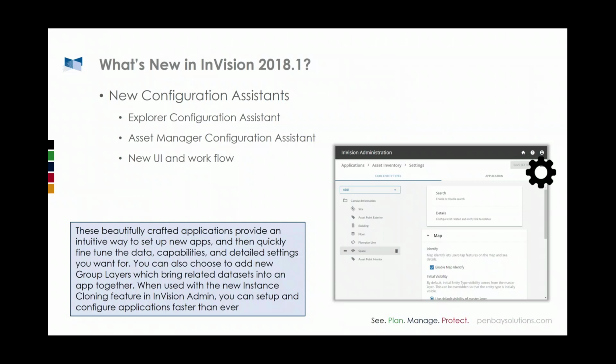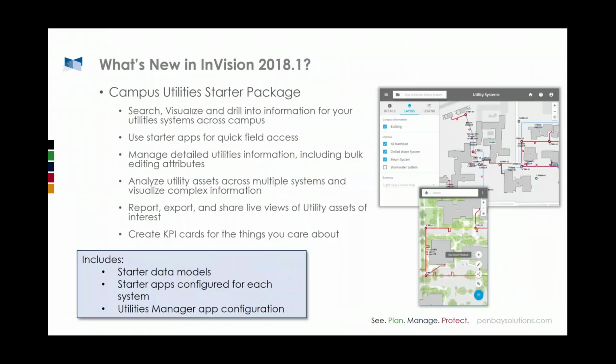So these new configuration assistants have been redesigned from the ground up with a whole new workflow, a whole new user experience that we hope you'll find is much more intuitive, much easier, much faster to use. These new configuration assistants are available for Asset Manager and for Explorer at the 2018.1 release. With the 2018.1 release, we also have a new starter package related to campus utilities.